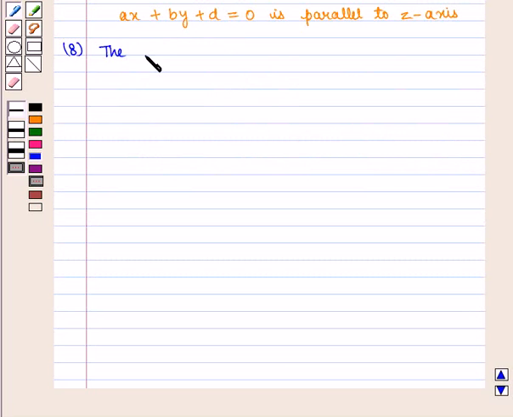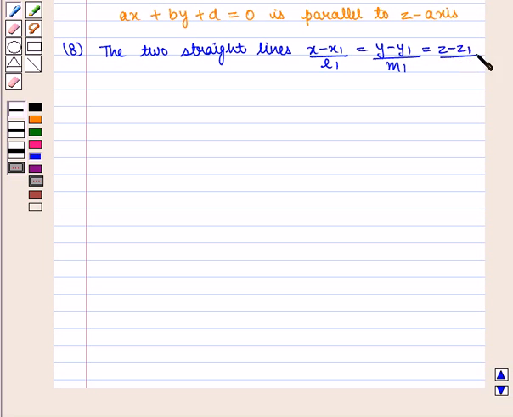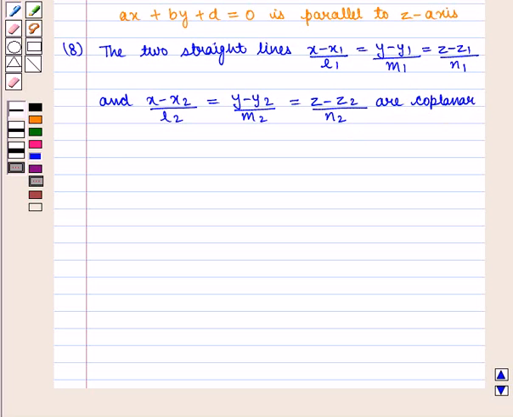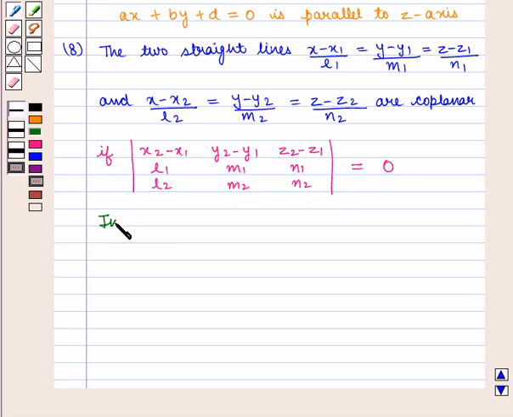Now, the two straight lines given by x minus x1 by L1 is equal to y minus y1 by M1 is equal to z minus z1 by N1 and x minus x2 by L2 is equal to y minus y2 by M2 is equal to z minus z2 by N2 are coplanar if the determinant containing elements x2 minus x1 L1 L2, y2 minus y1 M1 M2, z2 minus z1 N1 N2 is equal to 0.